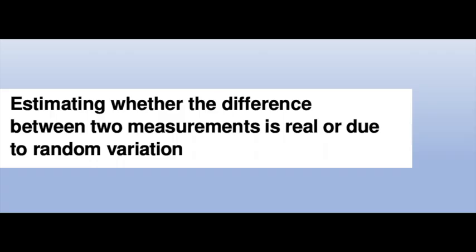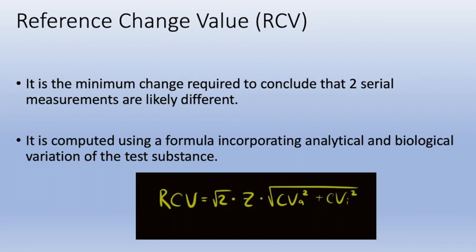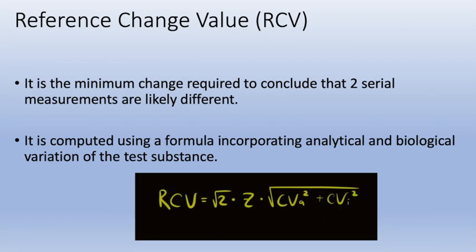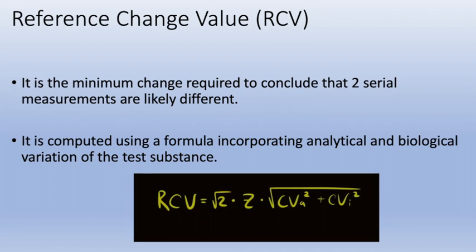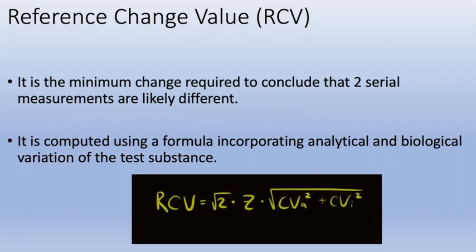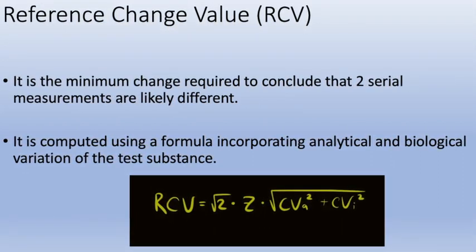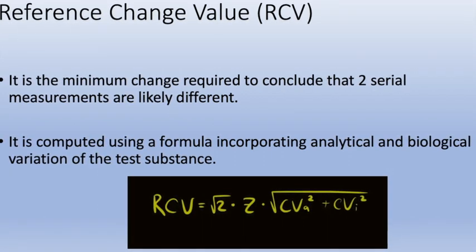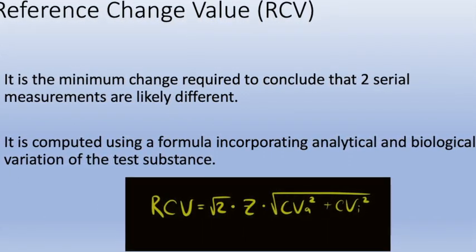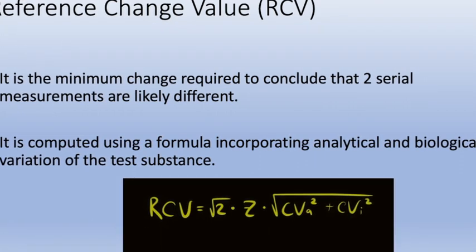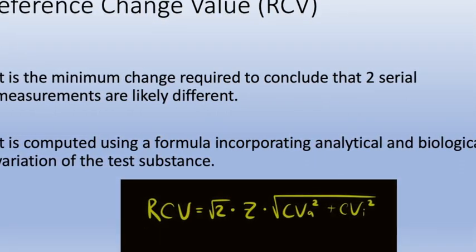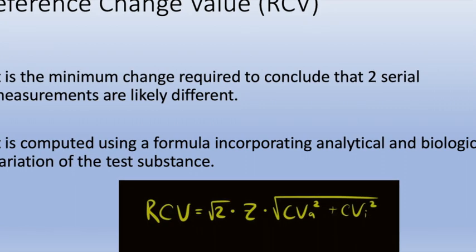The question is, how do we estimate whether the difference between two measurements is real or due to random variation? To do this, we need to calculate the reference change value. It is defined as the minimum change required to conclude that two serial measurements are likely different. The formula for calculating the reference change value is shown.